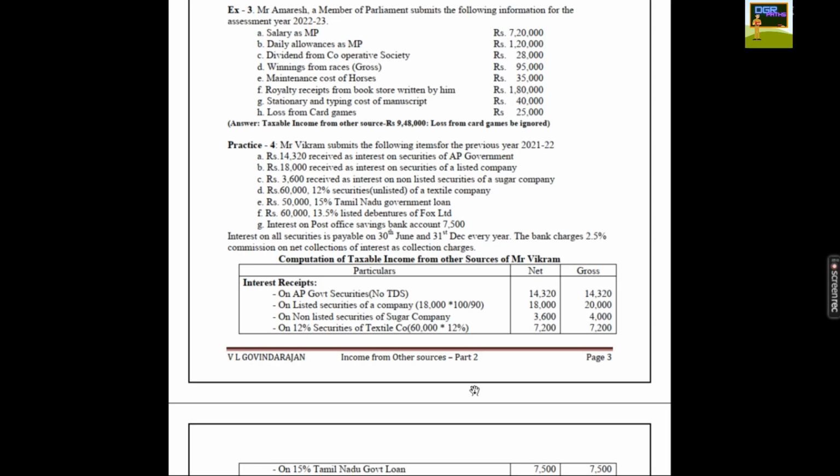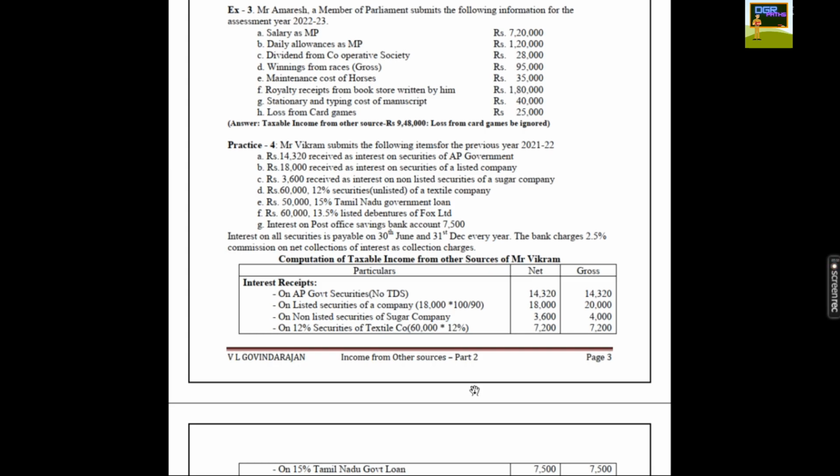And 60,000 is the amount of investment in 12% securities of an unlisted textile company. And 50,000 is the amount of investment in the 15% Tamil Nadu government loan. 60,000 is the amount of investment in 13.5% listed debentures of Fox Limited. Interest on post office savings bank account is 7,500.